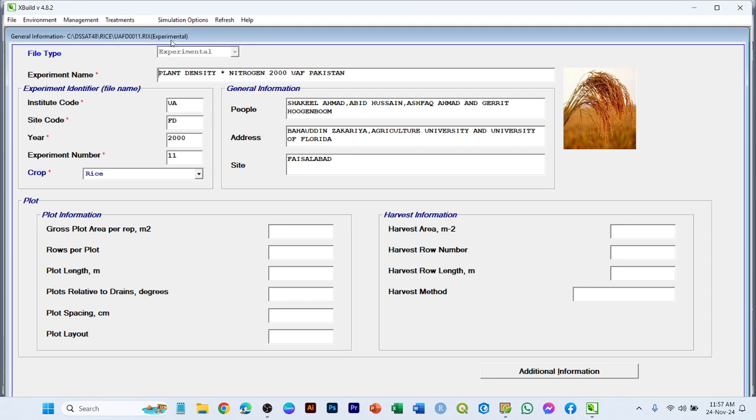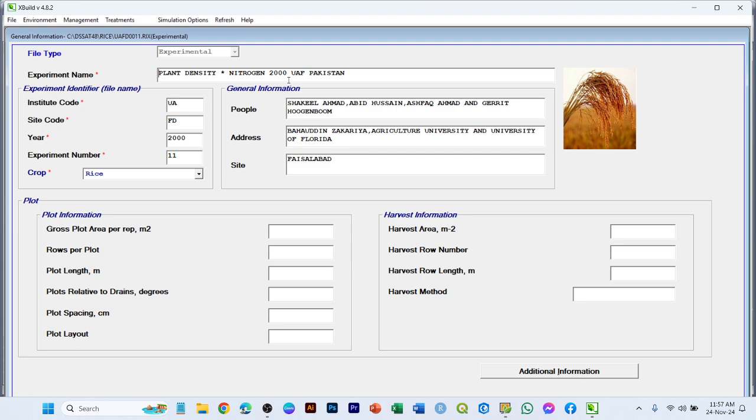Clear? So what will be needed over here as the information? See, file type means experimental file. Okay? Then experiment name, specifically according to your requirement. That might be plant density, nitrogen, phosphorus and nutrient. Any of the treatment or any of the experiment that you conducted, you have to mention only keywords over here.